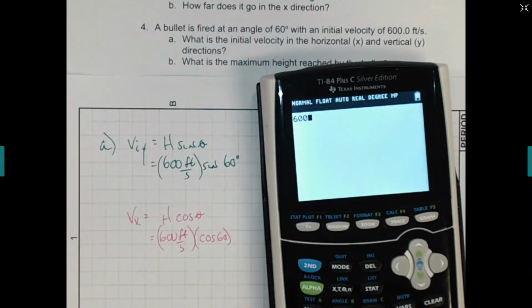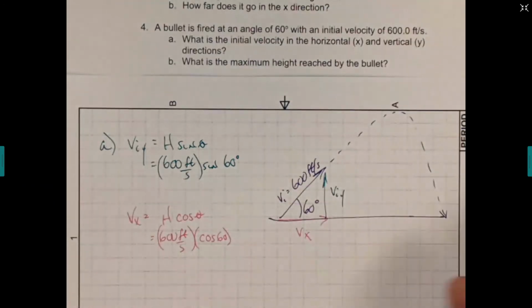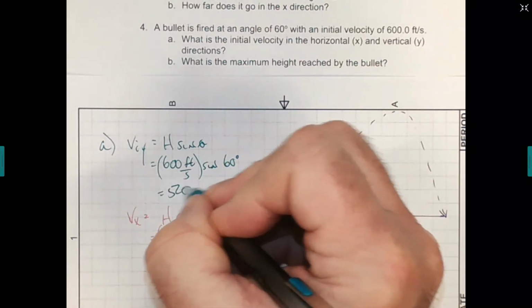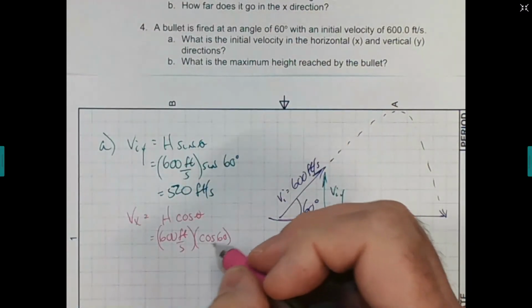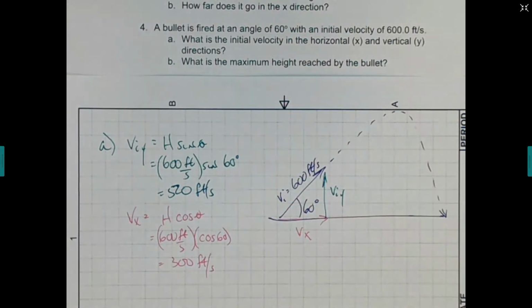Then we go into our calculator. 600 sine of 60, 600 cosine of 60. Then we get 519.6 and 300. Let's just call that 520 feet per second. And this one's equal to 300 feet per second.